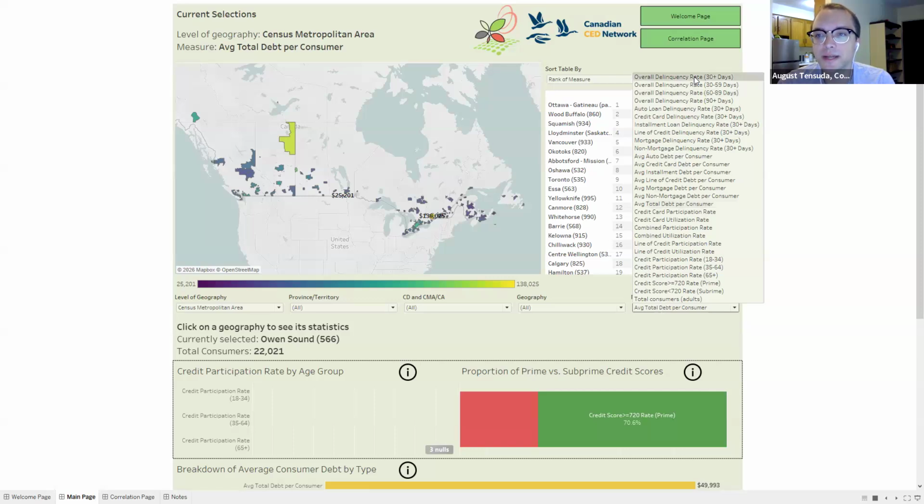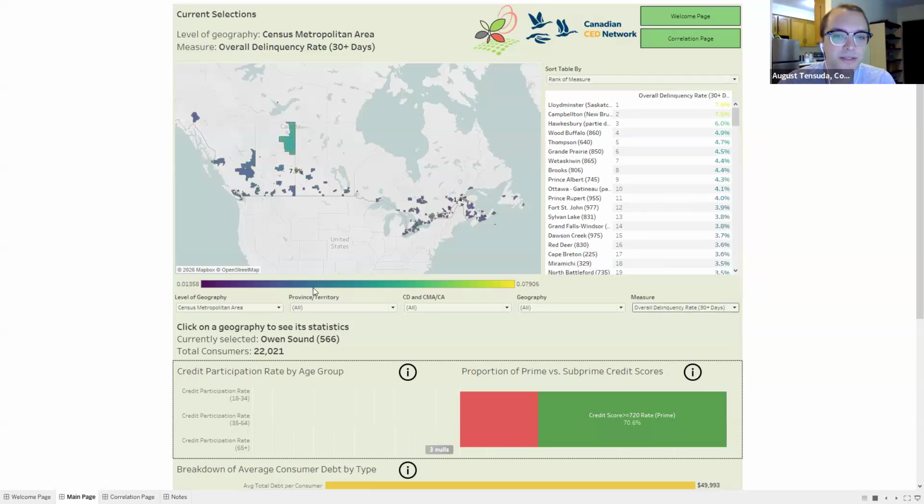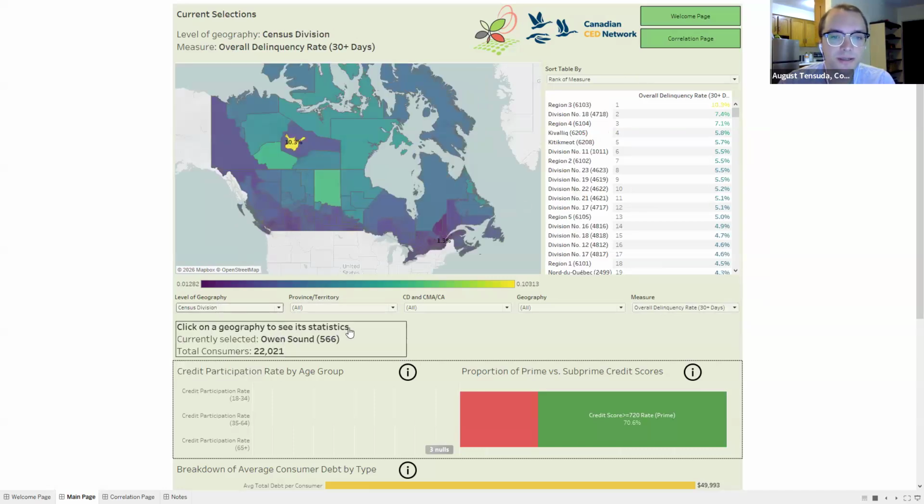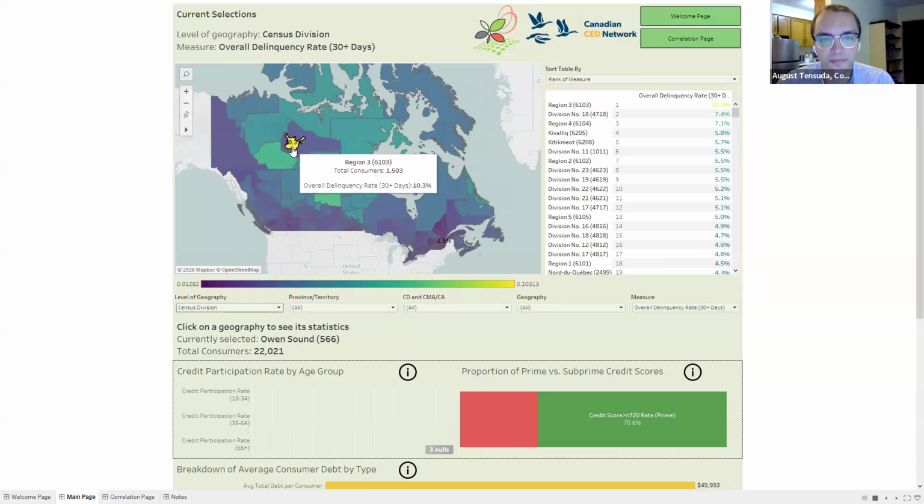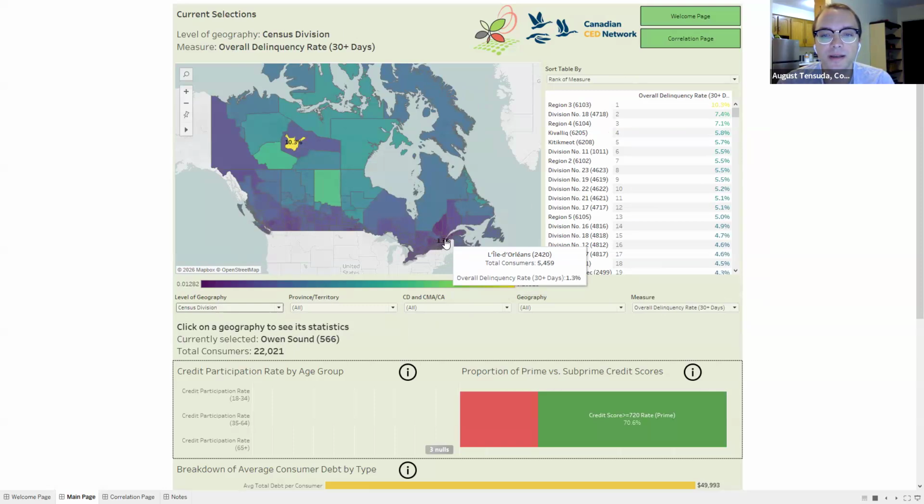Maybe overall delinquency rates. And then I'm going to switch my view back to census divisions, just because I find it easier to view the colors. So what pops out to me right away is this 10.3%. We can see in Region 3, within, I believe, Northwest Territories, is 10.3% delinquency rate. And then the lowest delinquency rate is 1.3%. And I'm not even going to try to pronounce that. I guess I will. Ile d'Orleans, I believe.